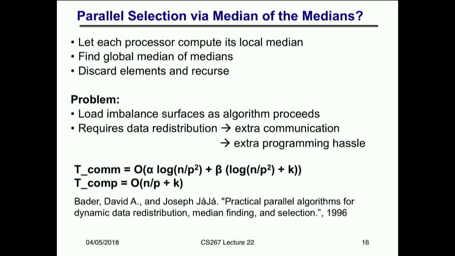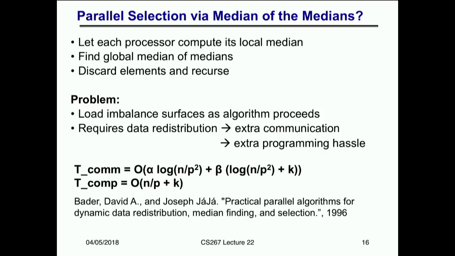Let's get to parallelism. So, can we do parallel selection with median of medians? Let's say we partition the input set to processors. Each processor has n over p data, right? And then we say, let everyone compute its own median, and then somehow we're going to recursively find the median of medians, and discard some elements and recurse. I haven't analyzed this at all. Let's assume that's some sort of idea, right?